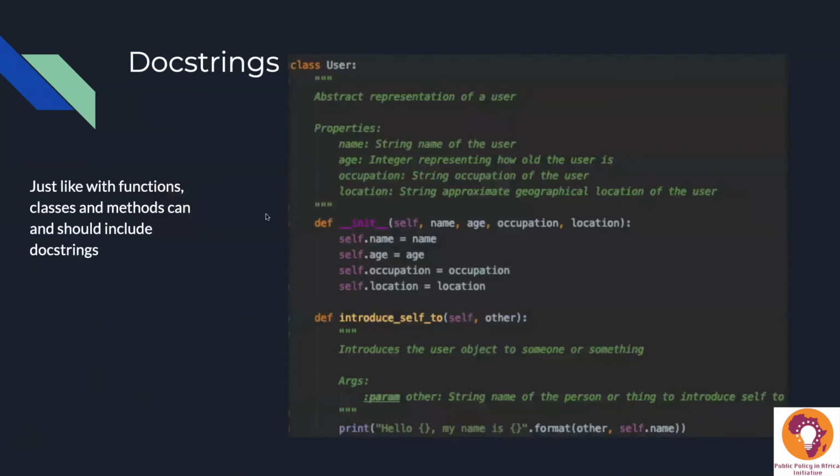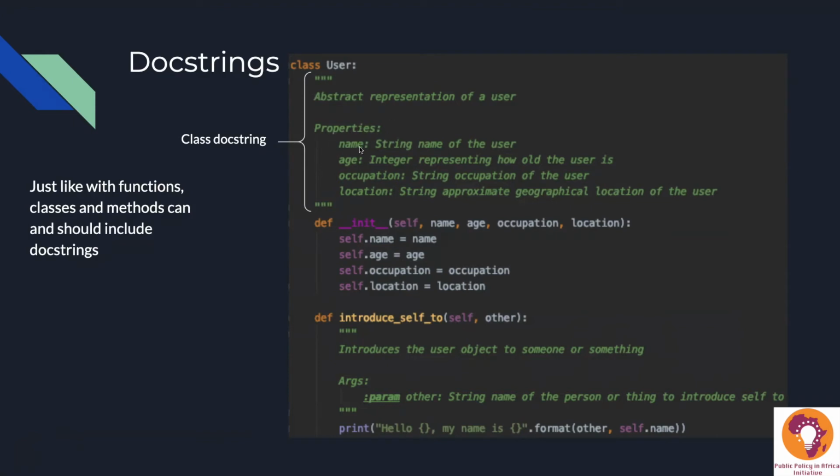Cool. So docstrings, just like with functions, classes and methods can and should include docstrings. I wasn't including them before this point, but now I'm going to go ahead and add those in because this is important to include so that anybody who tries to use my user class can easily see some documentation on my user class. So this user class, my description of it is an abstract representation of a user. So this is the class docstring here, and in it I include the abstract representation of a user, so the description of my class, and then I include a reference to the various properties of my class.